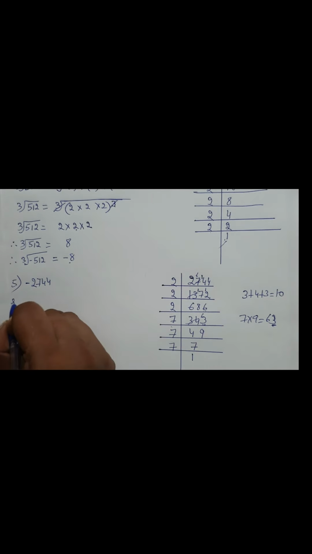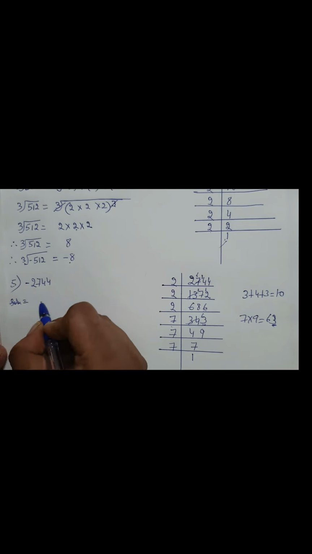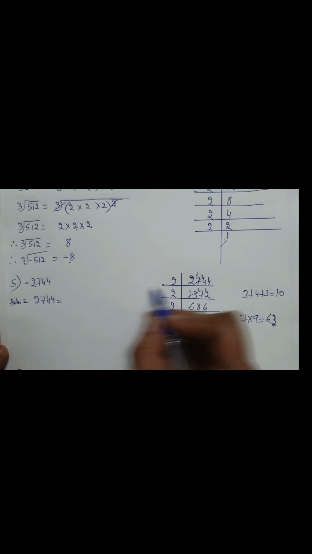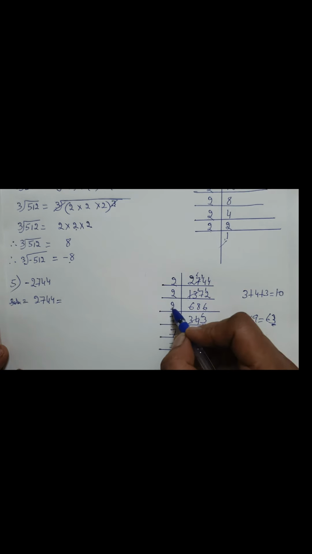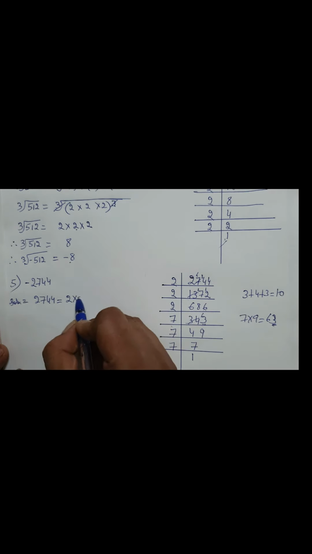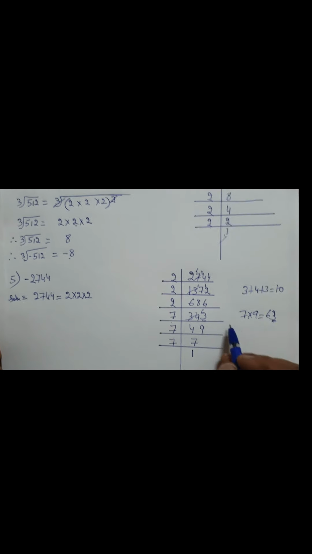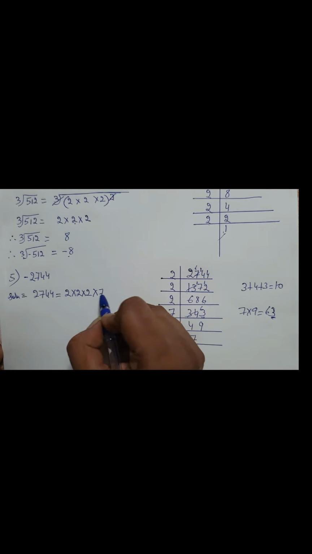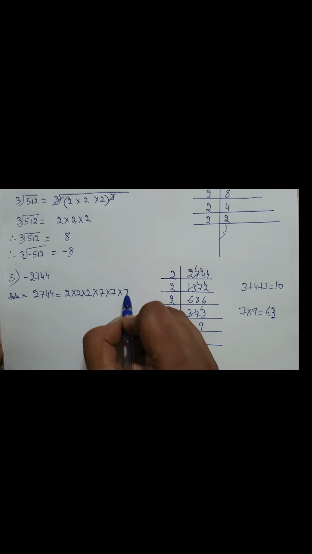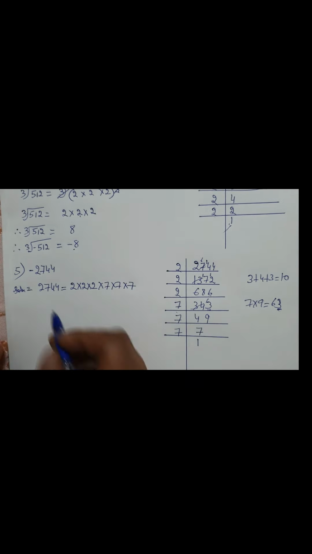Now the solution, okay. 2744 is equal to, take all these numbers inside. So 2 multiply 2, 1 2 3. How many 2s are there? 3. So 2 multiplied by 2 multiplied by 2. How many 7s are there? 1 2 3. So multiplied by 7 multiplied by 7 multiplied by 7.